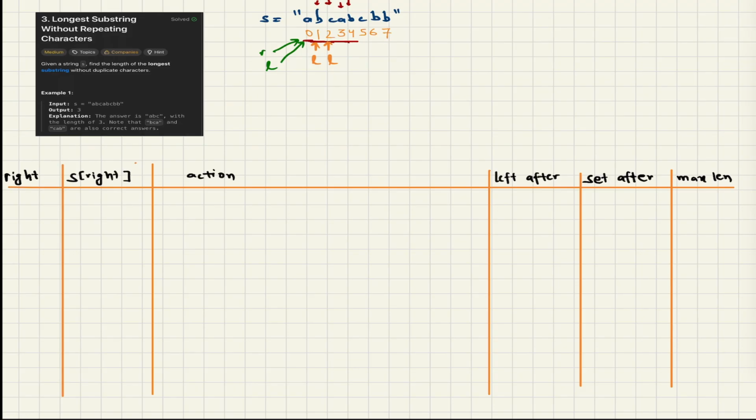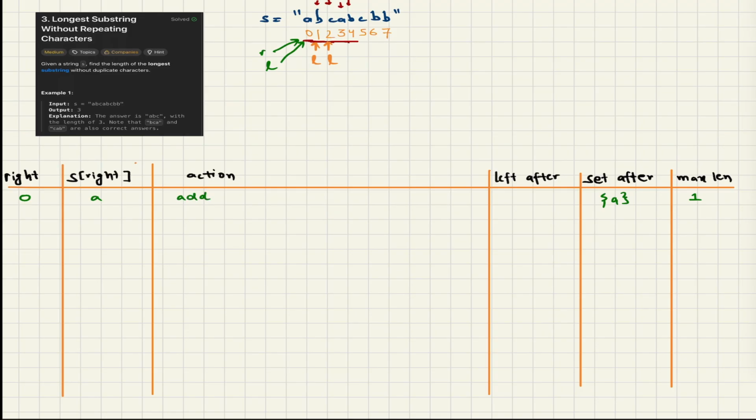We'll try to do a dry run on this table so that we have a clearer understanding. My right is equal to 0. S of right is nothing but A. Now how will I know whether it is repeating or not? I'm storing characters in a set. If the character is not seen in my set, I'll add it to my set so that I can see if there are any repeating characters. So S of right is A. A is new for me, so I'll add it to the set. The maximum length seen till now is 1. I'll write the action that I have added A to my set.